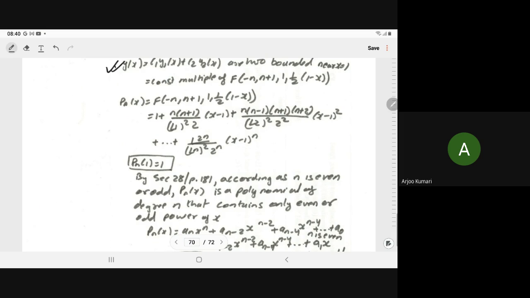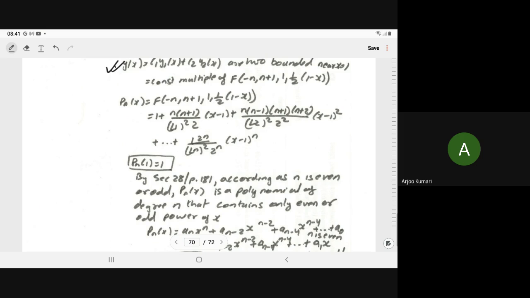Now we know that a constant multiple of the solution is also a solution. The solution is bounded only when c2 is equal to 0. So for the second solution we are not much interested. We are interested only in the first solution, because the bounded solution exists only when we assume that c2 is equal to 0. So as c2 is equal to 0, we have only the c1 term.